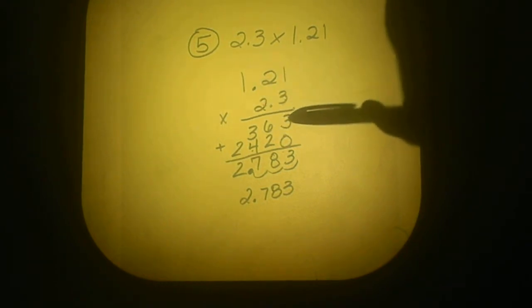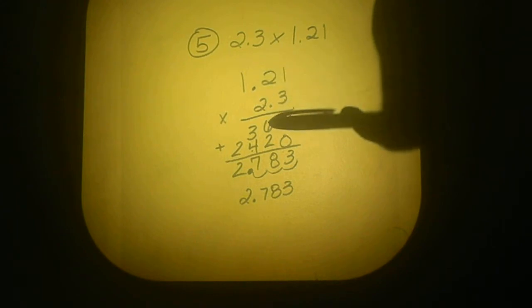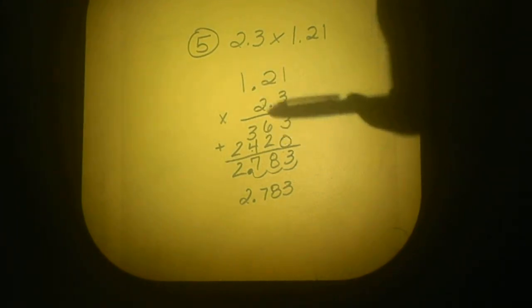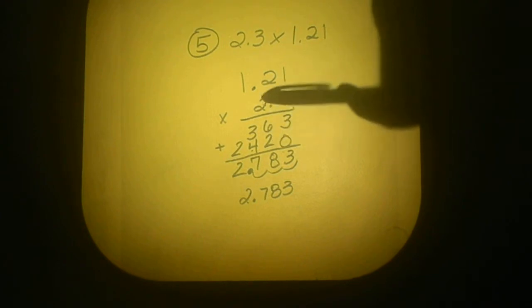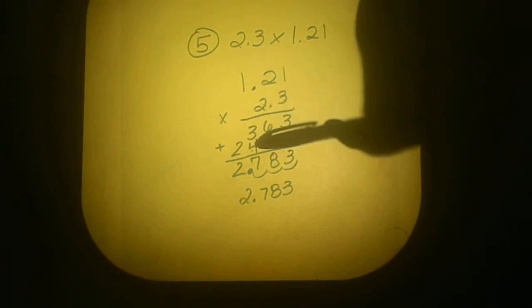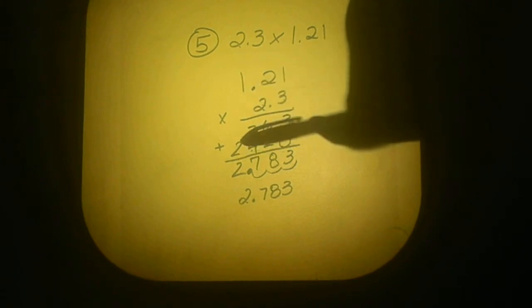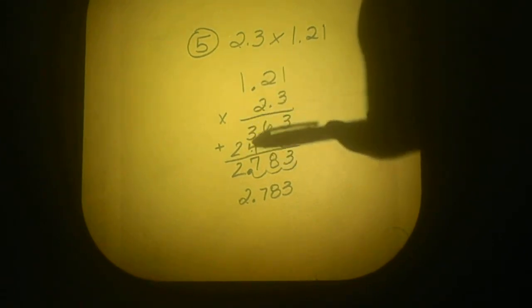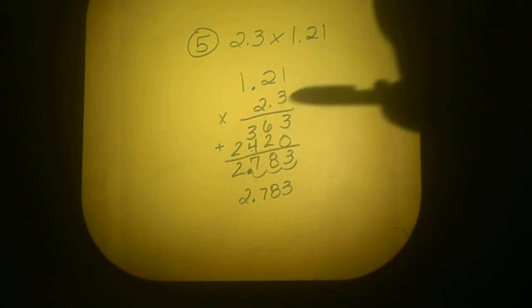So 3 times 1 is 3. 3 times 2 is 6. 3 times 1 is 3. Bring down my 0. 2 times 1 is 2. 2 times 2 is 4. 2 times 1 is 2. I add them up and I get 3, 8, 7, 2.